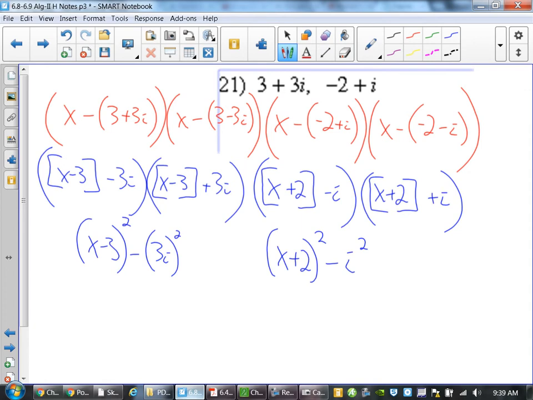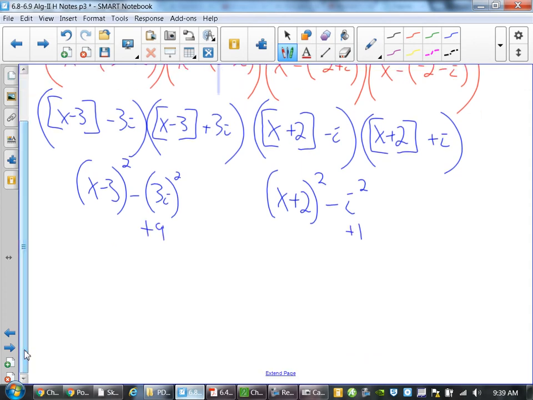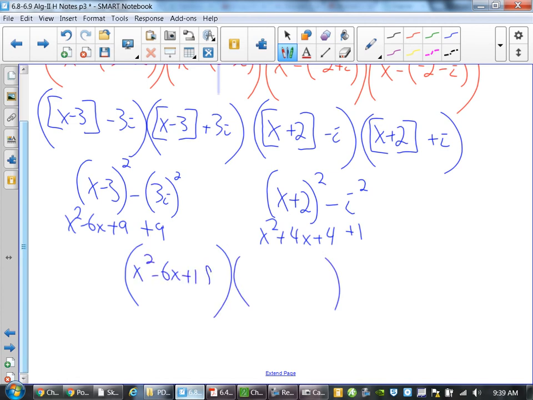When we get to this point now, I'm going to do the 3i squared first, 3i quantity squared. That gives me negative 9, so this winds up being plus 9. This winds up being plus 1. So now I'm left with x squared minus 6x plus 9, x squared plus 4x plus 4 plus 1. The two trinomials you'll have to multiply out will be x squared minus 6x plus 18 and x squared plus 4x plus 5. You just have to multiply those two out, distributing, and then combine like terms.